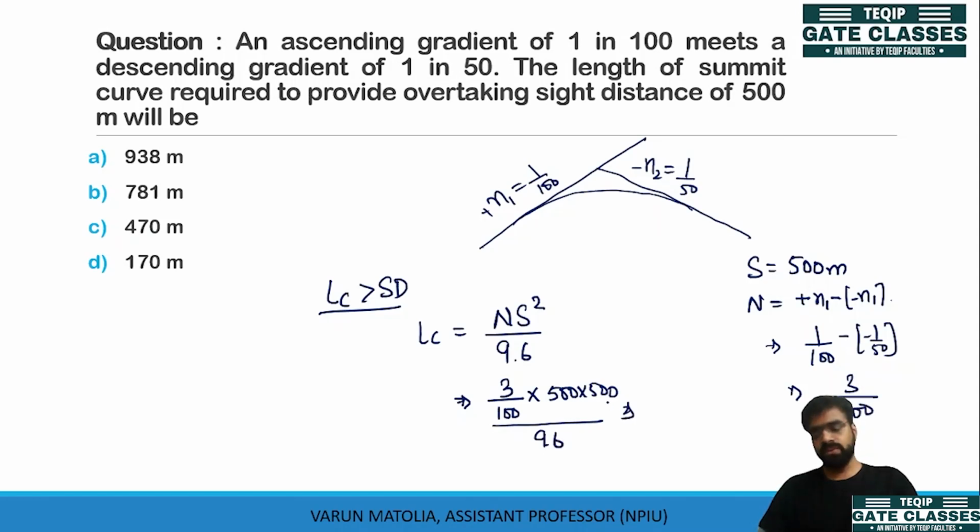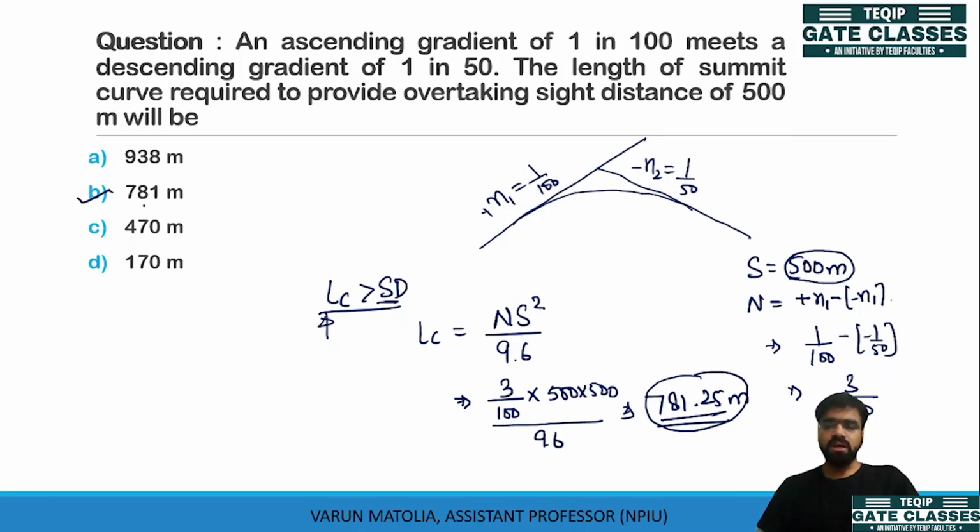Let us calculate the value. The value is coming out to be 781.25 meters. The assumption was that the length of curve is more than your sight distance. Your sight distance is 500 meters, and the length of curve is 781 meters. So the assumption is correct, and we have an option which is nearest to our solution also. This is the solution of this problem.